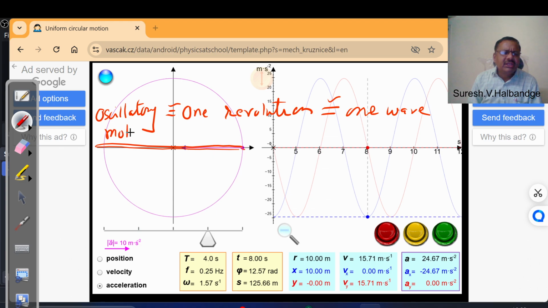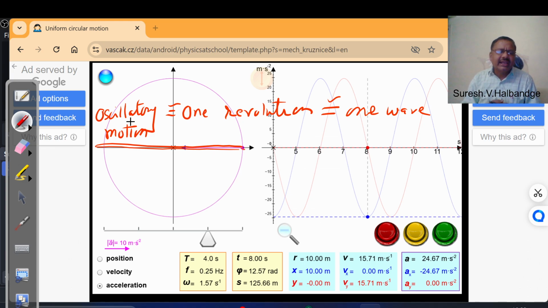These three types of motion are not the same, but they are analogous. So the particle performing oscillatory motion completes one oscillation. At that time, the particle performing uniform circular motion completes one revolution. At that time, the particle performing wave motion completes one wave.